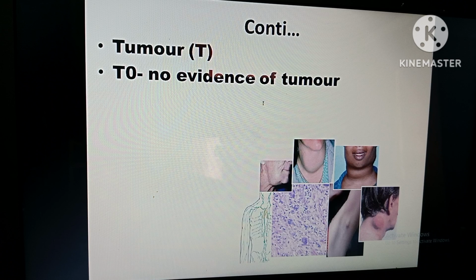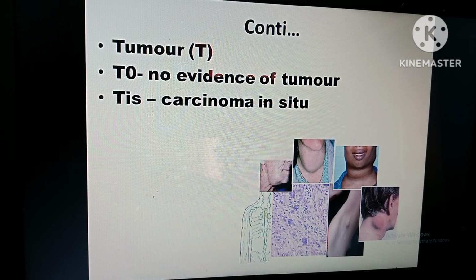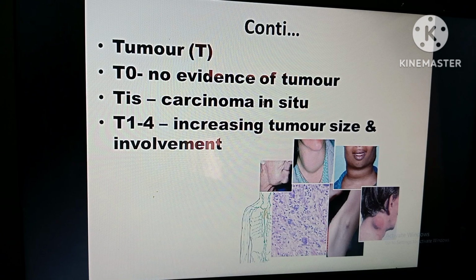If the doctor has written T0 in a chart, it means no evidence of tumor. TIS means carcinoma in situ. What is the meaning of carcinoma in situ? Carcinoma in situ means abnormal cells found only in the place where they first formed. It has not started to transfer. It is there only, where it began. In such a condition, it can be removed immediately through surgery.